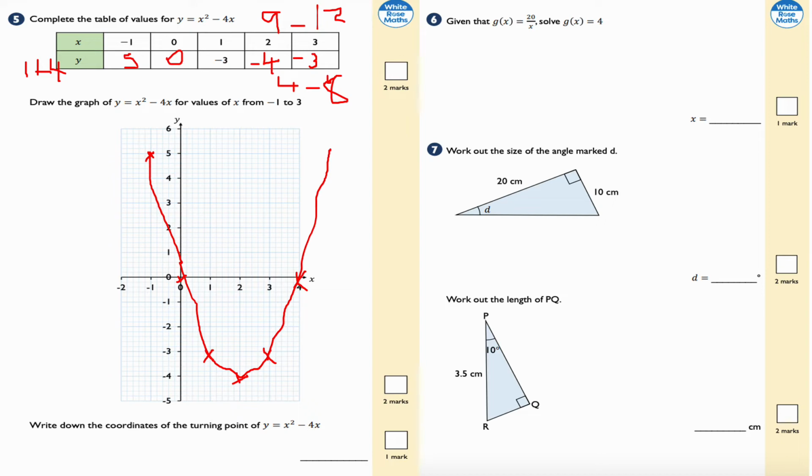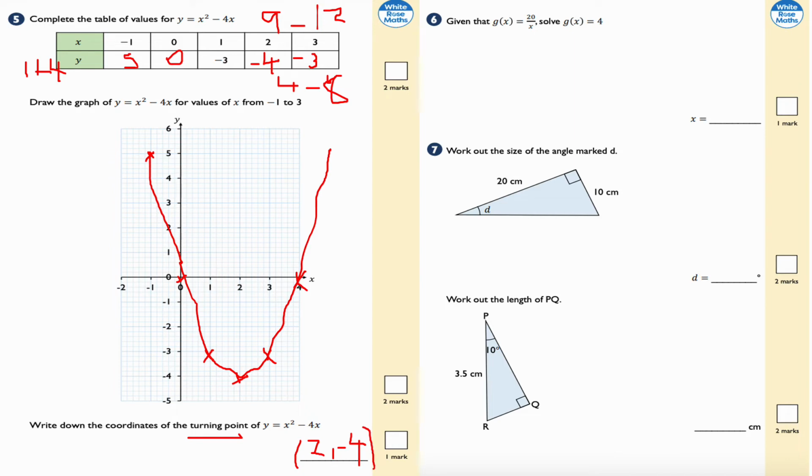So the next part, write down the coordinates of the turning point. So this is asking for the minimum point, so the lowest point on the graph is (2, -4). So that's what I get as my answer. So (2, -4).